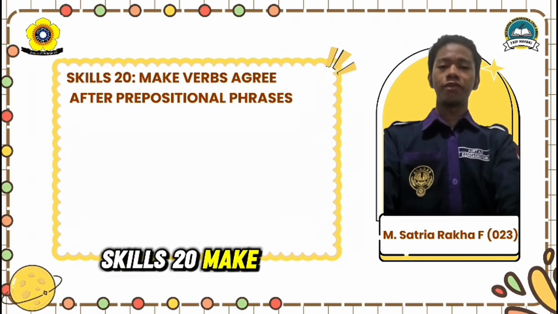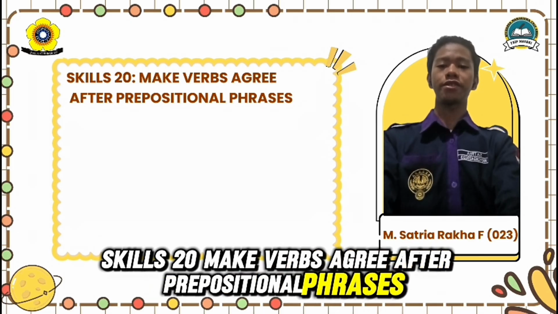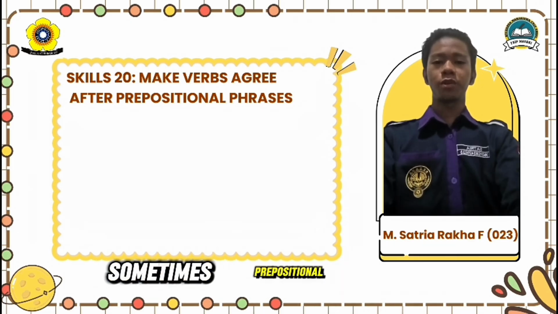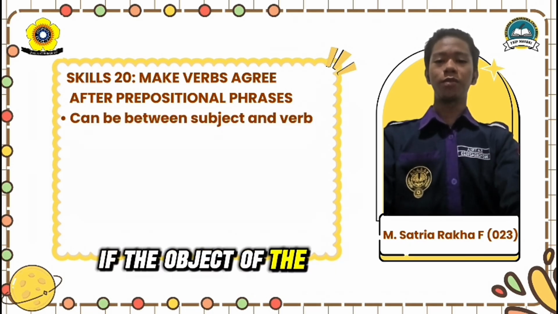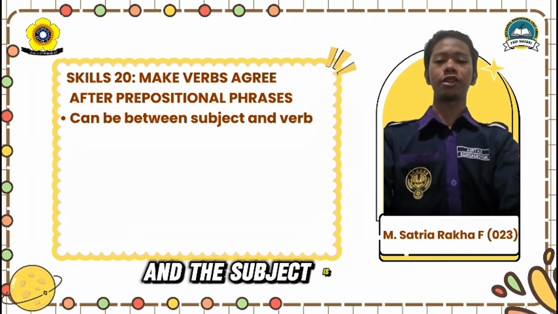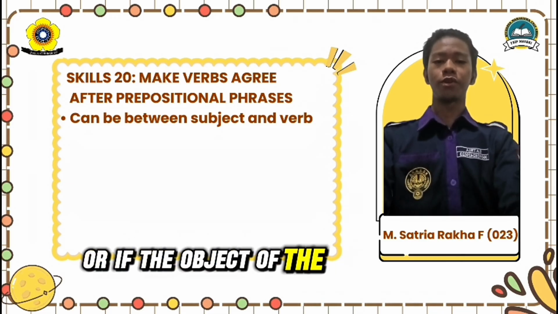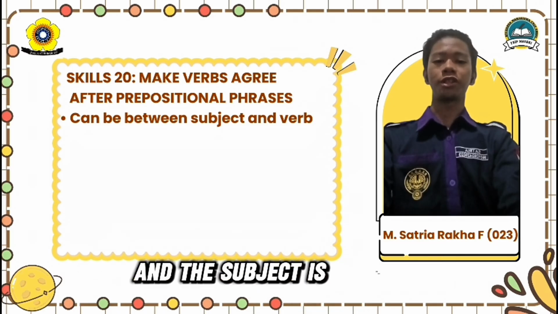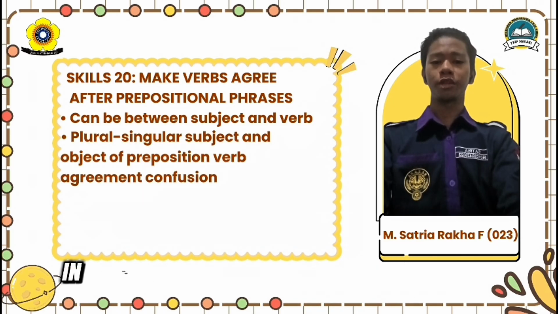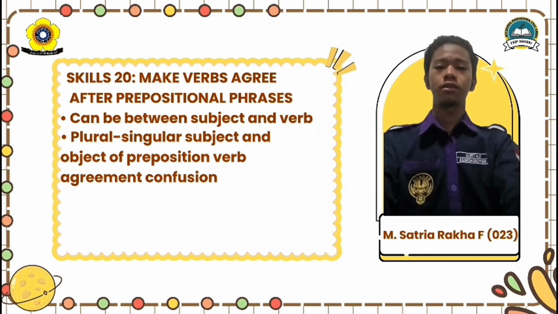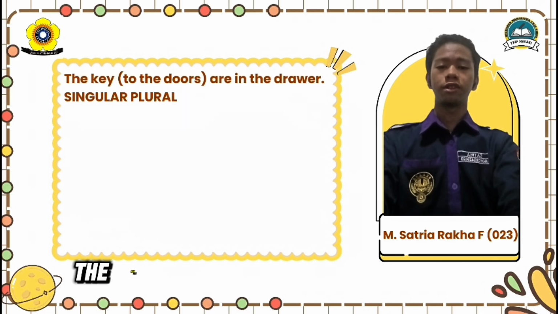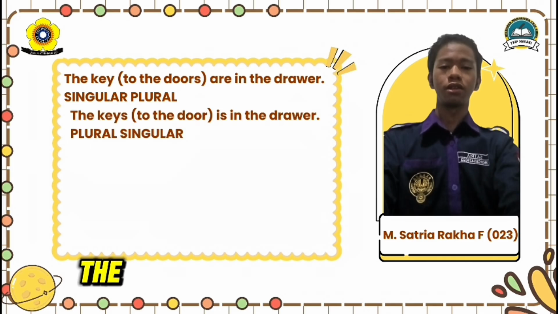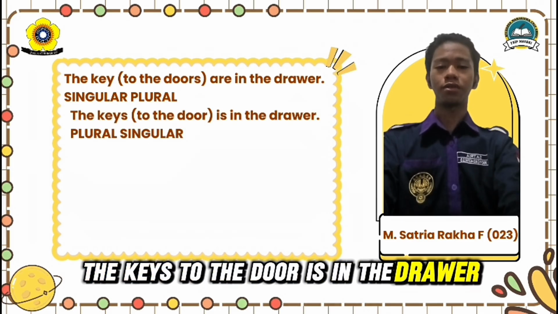Skills 20. Make verbs agree after prepositional phrases. Sometimes prepositional phrases can come between the subject and the verb. If the object of the preposition is singular and the subject is plural, or if the object of the preposition is plural and the subject is singular, there can be confusion in making the subject and the verb agree. Let's take a look at these sentences. The key to the doors are in the drawer, singular plural. The keys to the door is in the drawer, plural singular.